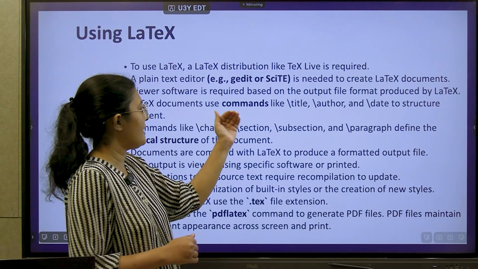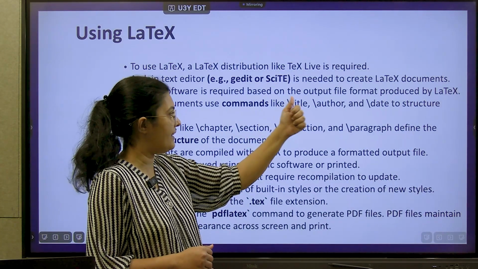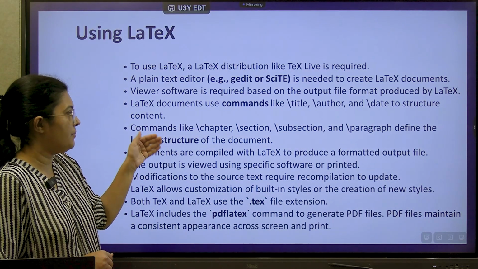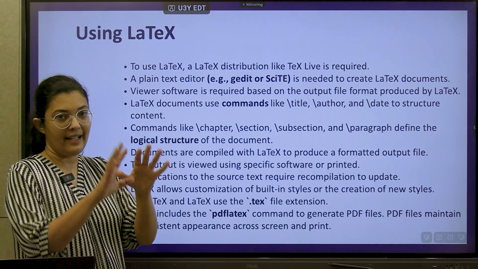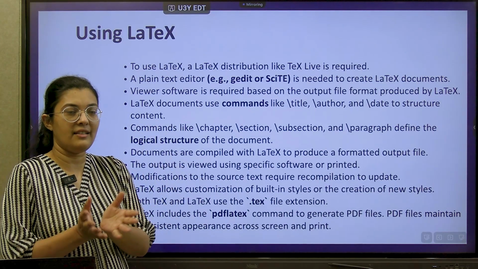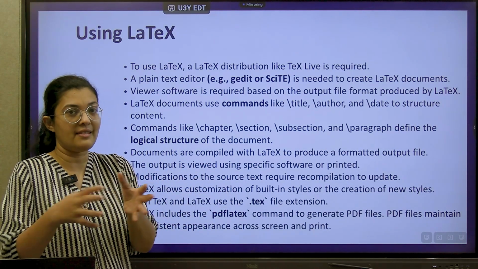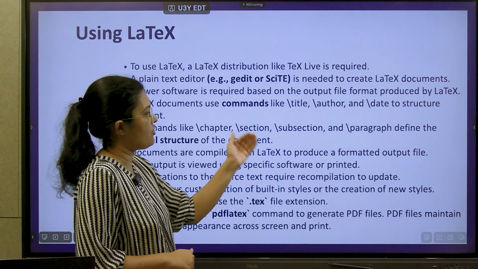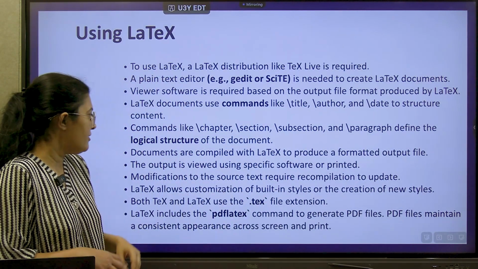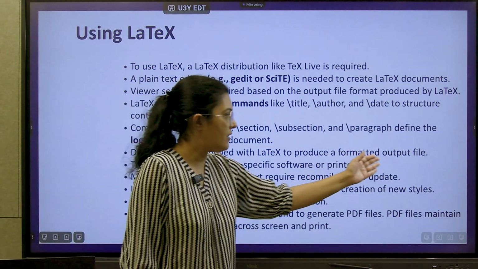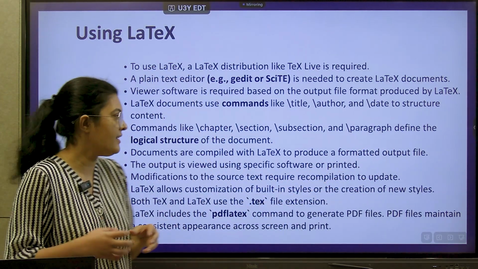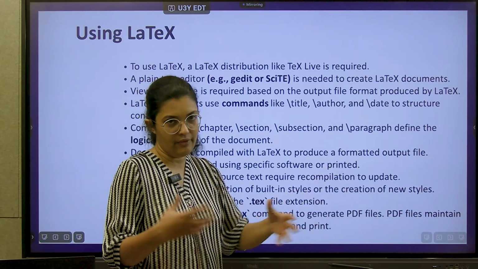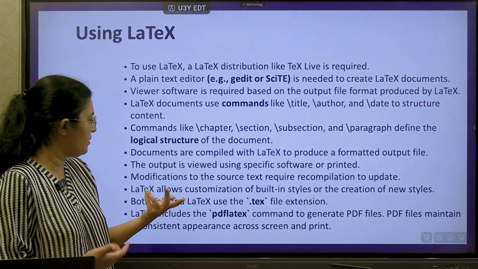तो उसके अंदर these are the title, to give the title, author name, date, ये सारे structure content है और उसके अंदर हम logical structure create करने के लिए, like logical structure that is whole subject is divided into multiple chapters, sections, right? तो वो divide करने के लिए we have the commands like chapter, section, subsection and paragraph, right? So what is the main use? It basically gives us the formatted output file. To view that हमें specific software is required or we need to print that file. In print we can also view the output.